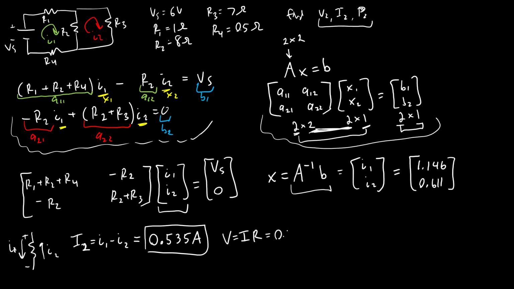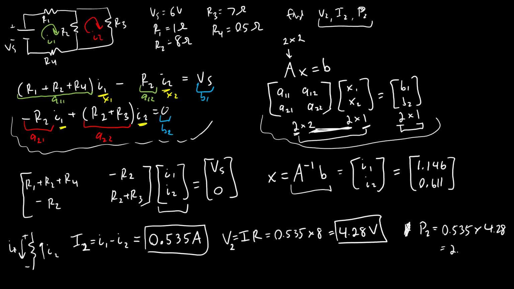We can then go on to use Ohm's law to solve for the voltage drop across resistor R2, which is going to be 0.535 times R2, which is 8 ohms. That gives us 4.28 volts, which again is exactly the same answer that we got in the previous video. And finally, the power, P2, is I2 times V2, which is going to be 0.535 times 4.28, which is 2.29 watts.